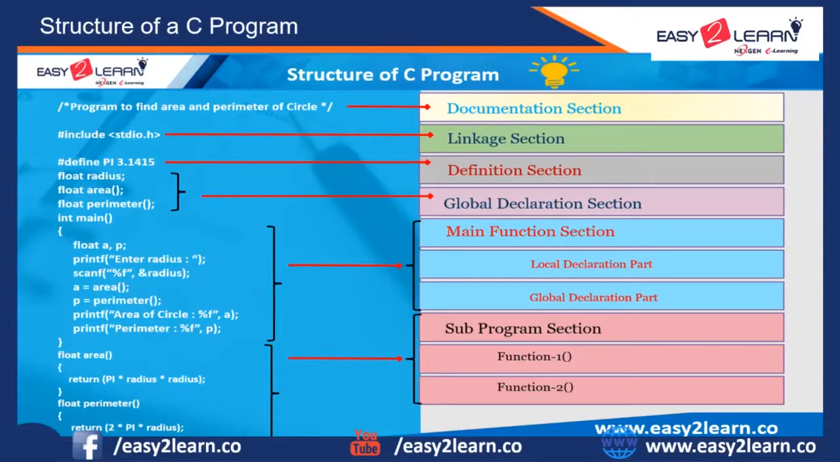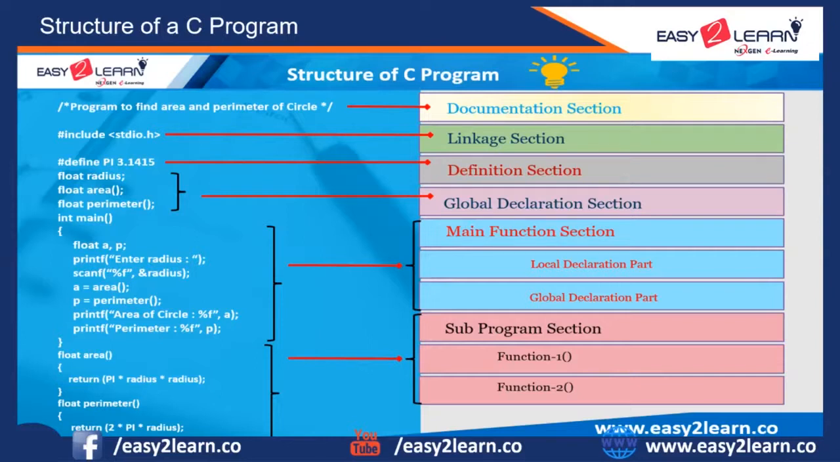The next is the linkage section, or we could just call it the link section. This section is helpful to connect or call supporting files to the current program. The section provides instructions to the compiler to link related functions from header files or the system library. Definition section. The definition section defines all symbolic constants using the #define directive.